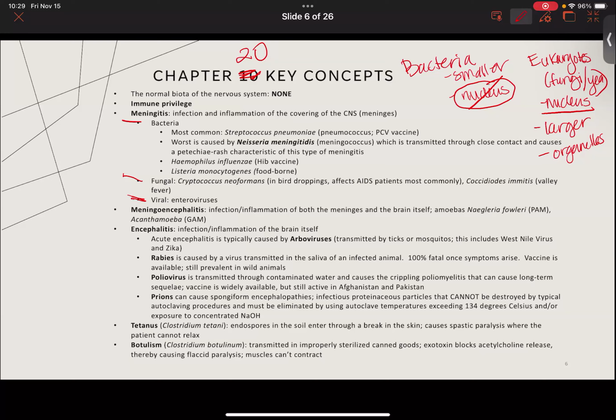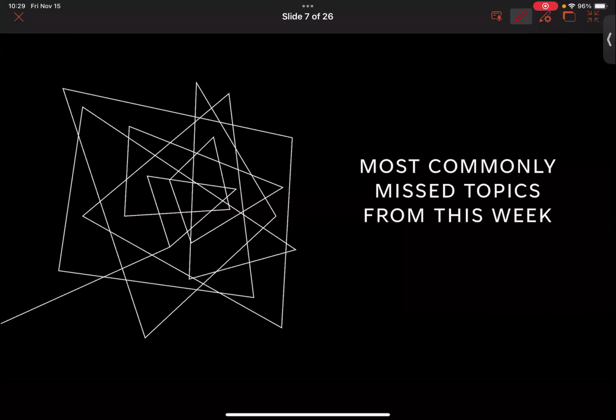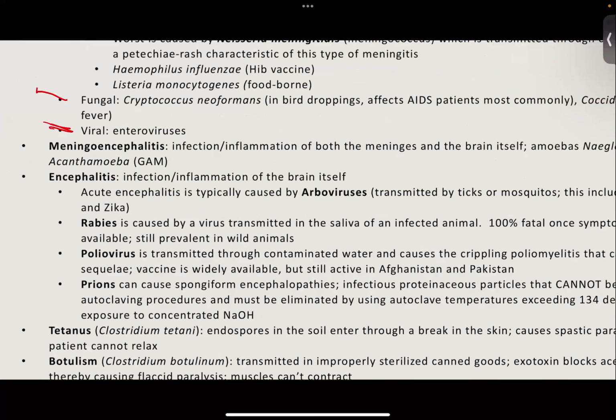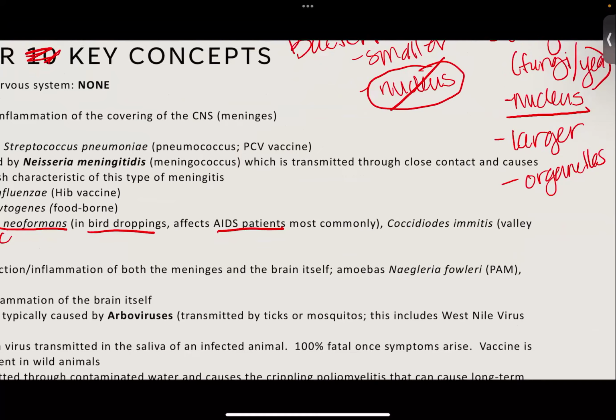So that's the bacterial one. I'm not going to make a separate slide for the fungal. These tend to be a little bit more chronic. We have the Cryptococcus neoformans. It's associated with bird droppings and it affects AIDS patients. Then we have Coccidioides immitis.